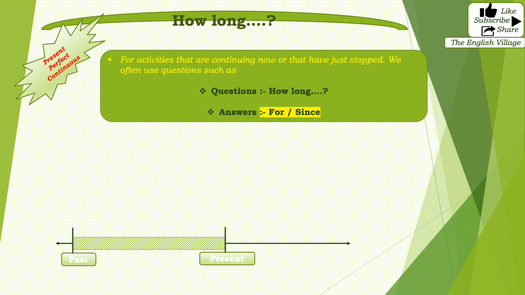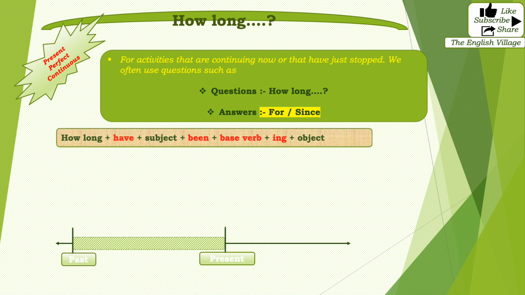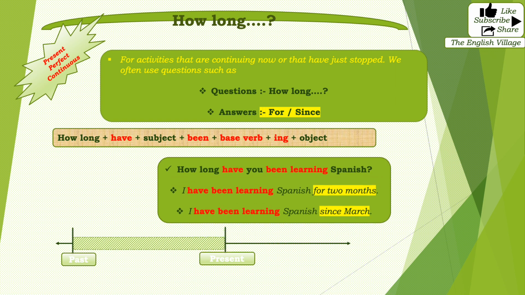We often use questions such as how long, and we answer with for and since to answer those questions. Let's have a look at the structure. We use how long plus have plus subject plus been plus base verb plus ing plus object or the rest of the sentence.